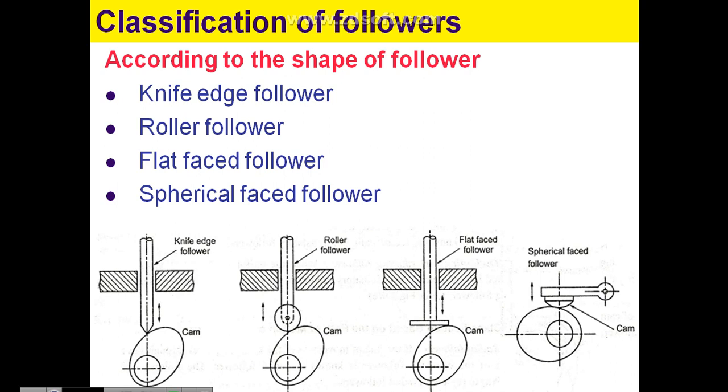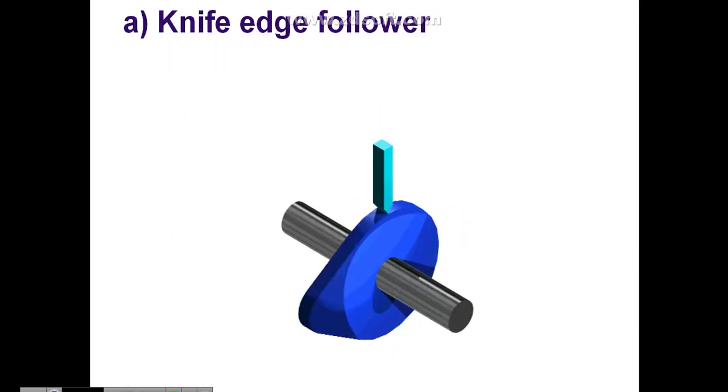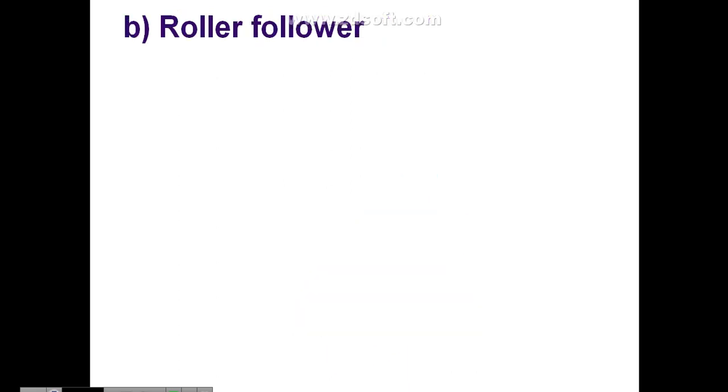Then the last one is spherical faced follower. That has a half circle shape, and the link of the follower is pivoted horizontally. When the cam rotates, it attains an oscillation motion in the arrangement. So this is the example for the knife edge follower. Already we have seen this kind of animation. A point of contact is suspended on the cam profile. When the cam rotates, the follower moves up and down in its position.